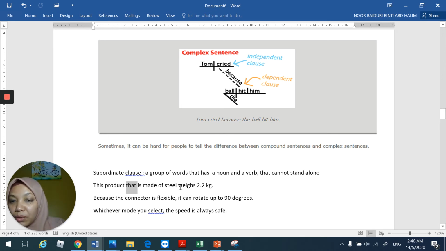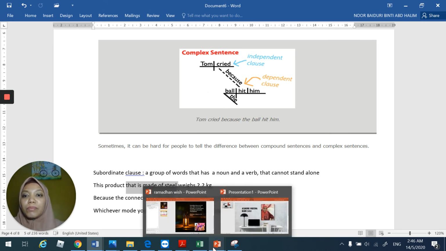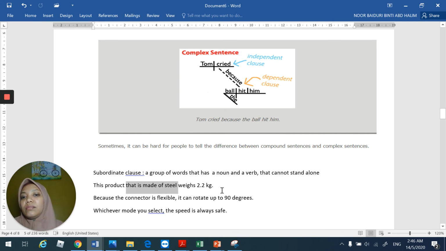But once you put the word "that", this part has become a subordinate clause, "that is made of steel". Okay, it needs an independent clause. Okay, second sentence.